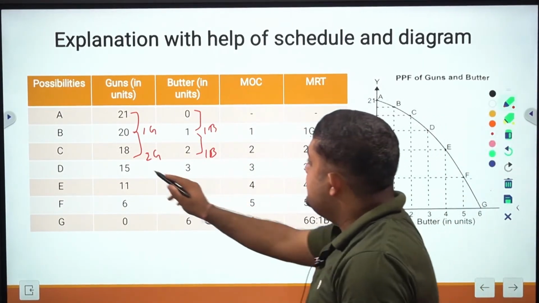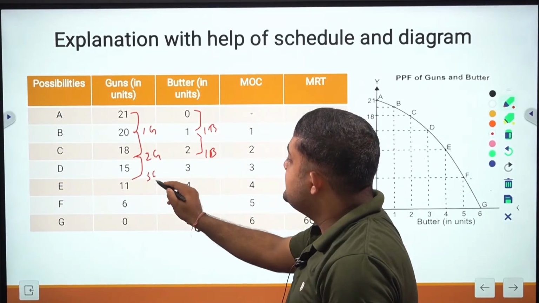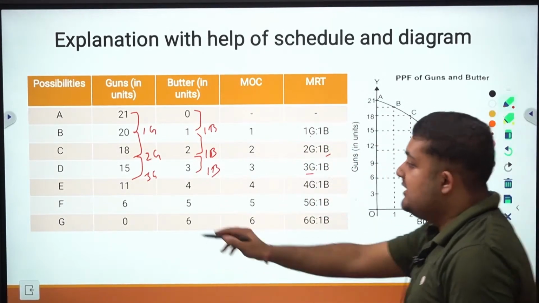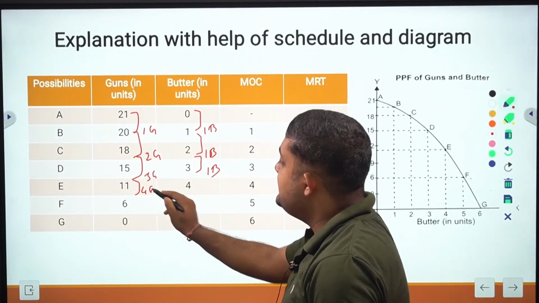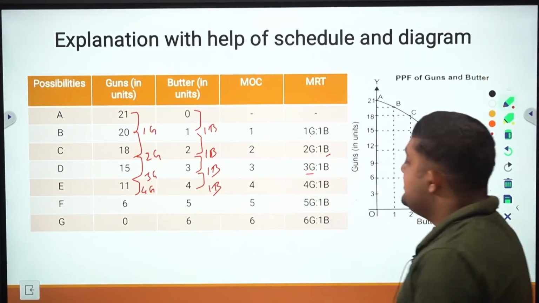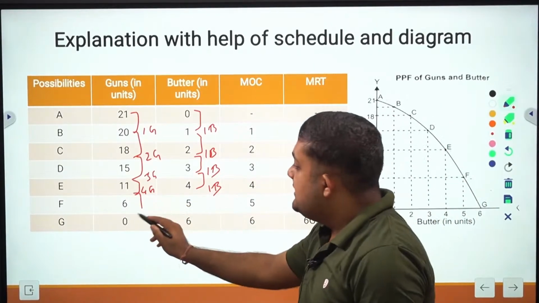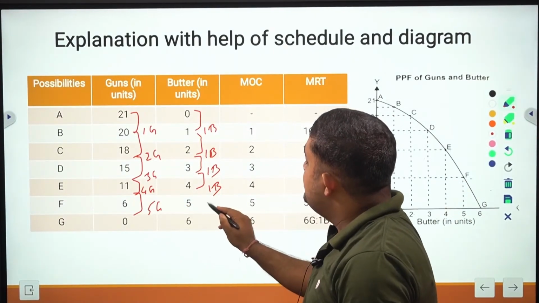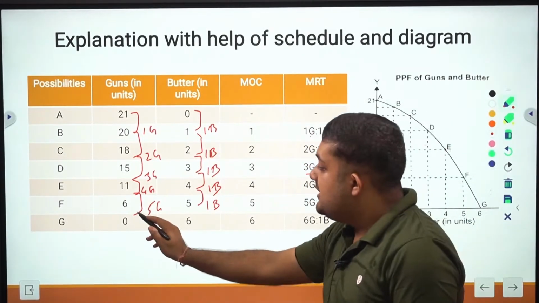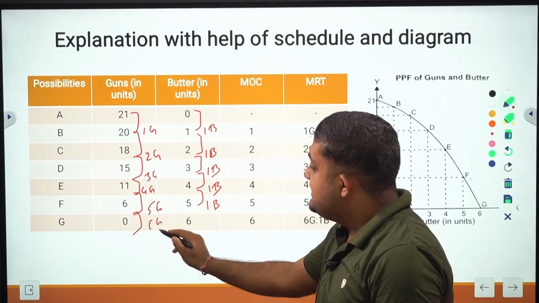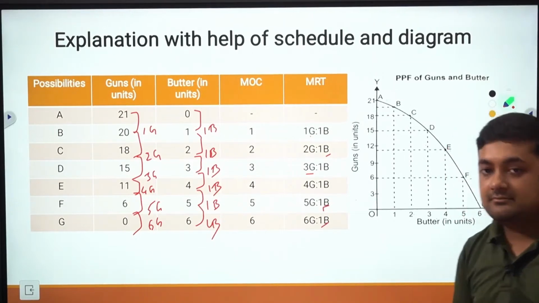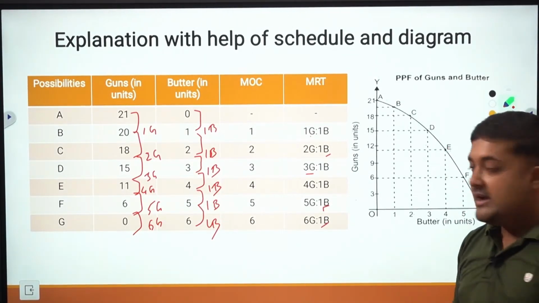Here, how many guns are sacrificed? 3 guns for 1 butter. So 3G is to 1B. Similarly, here 4 guns are sacrificed to gain one additional butter. So 4G is to 1B. Here 5 guns are sacrificed to gain one additional unit of butter. So 5G is to 1B. And lastly, 6 guns are sacrificed to gain one additional unit of butter, and therefore it is 6G is to 1B. So I hope it is clear.